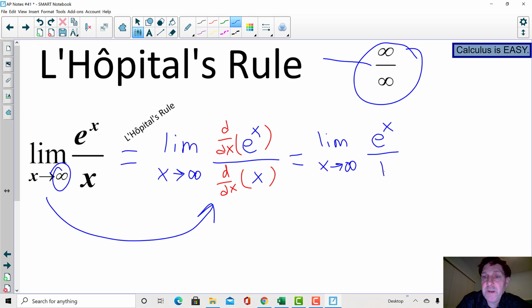If you plug in the infinity, you would get infinity over 1. So your final answer is infinity. However, if you got infinity over infinity again, then you could use L'Hopital's rule again, and you can actually use it as many times as necessary. In this example, we only needed to use it once. Final answer here is infinity.